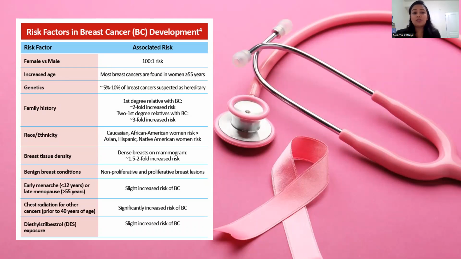If you have a history of benign breast conditions such as benign fibroadenoma or other proliferative breast lesions, then you may have denser breast tissue on mammogram and ultrasound, thus giving you a higher risk of developing breast cancer later in life. If you have had other types of cancer and received chest radiation treatments, or if you were a fetus exposed to DES in utero, that also gives a higher risk of developing breast cancer later in your life.